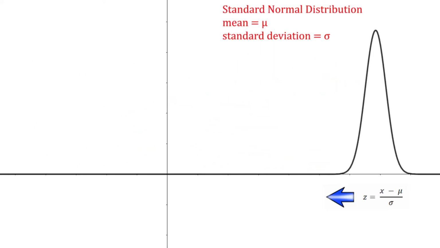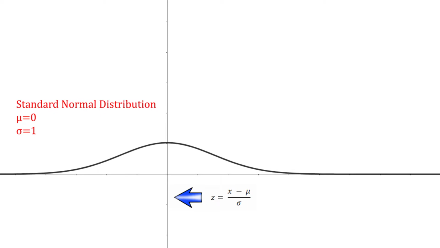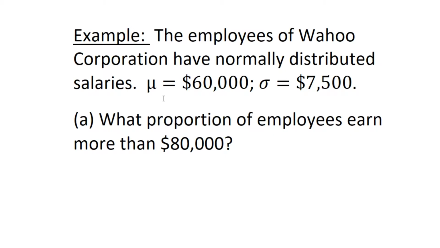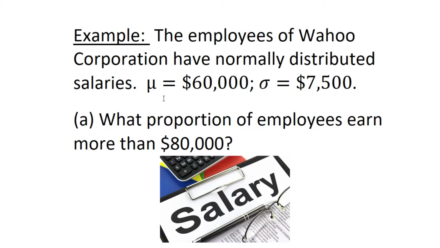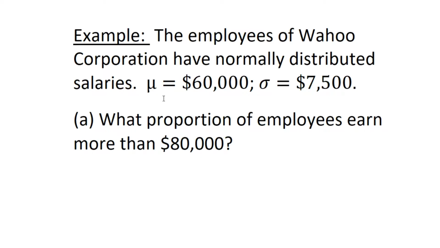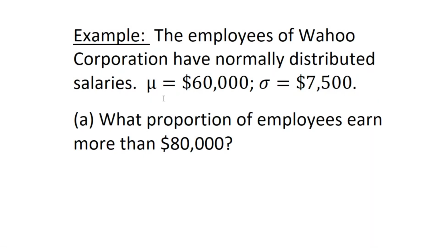When we use the formula z equals x minus the mean, all divided by the standard deviation, what happens is we transform any normal distribution, we move it, if you like, to make it the standard distribution. In this example, the employees of Wahoo Corporation have a normally distributed salary structure. The mean is 60,000, so the average person makes 60,000. The standard deviation is 7,500. What proportion of employees earn 20,000 more than the mean, so more than 80,000?